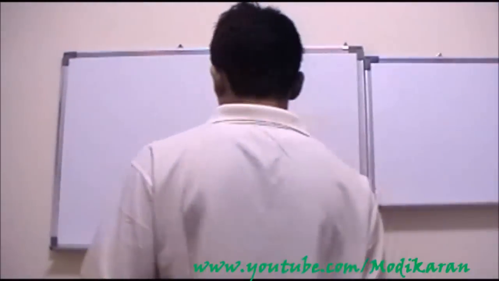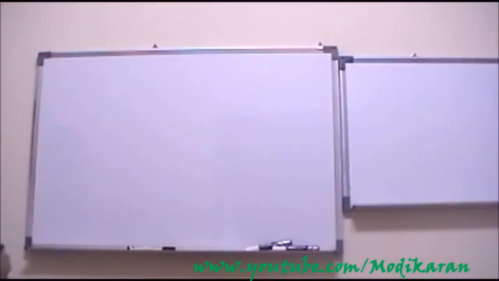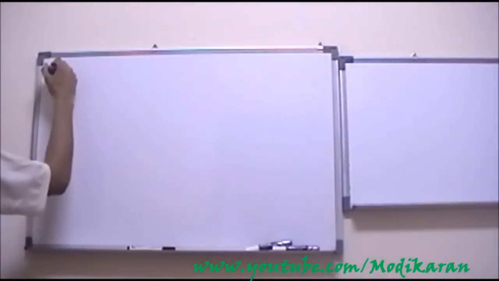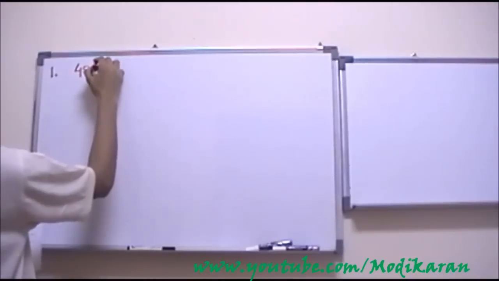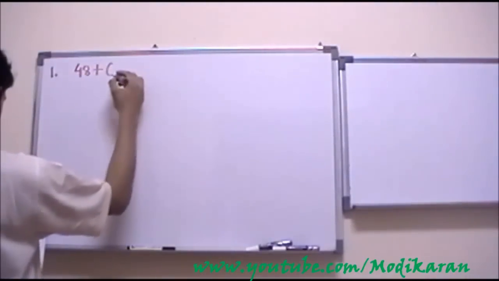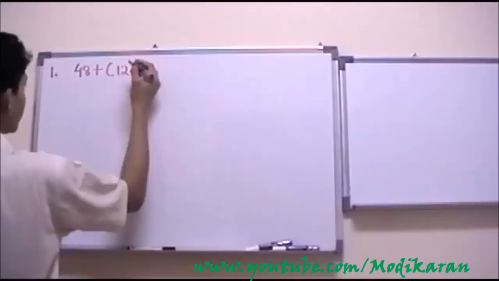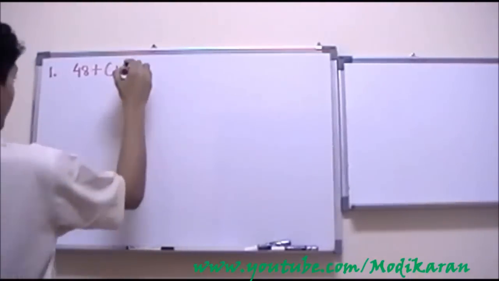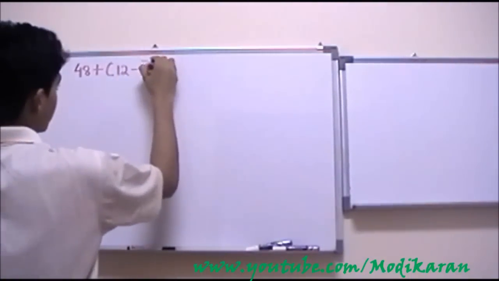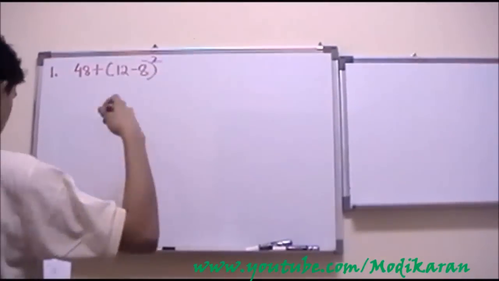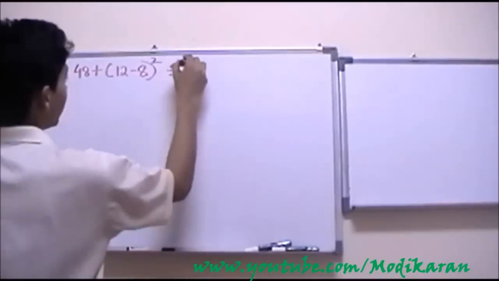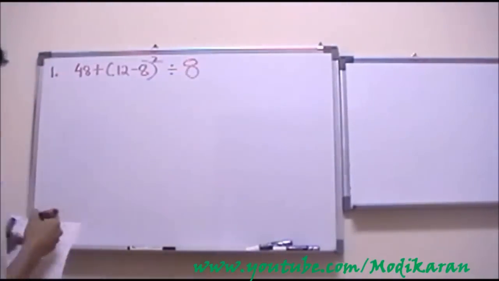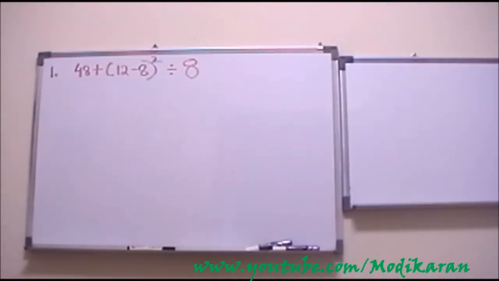Now the first example, okay, is 48 plus parenthesis or brackets 12 minus 8, which is 2, is the exponent raised to 2 or squared, as you guys can see, divided by 8. How are you going to solve that?